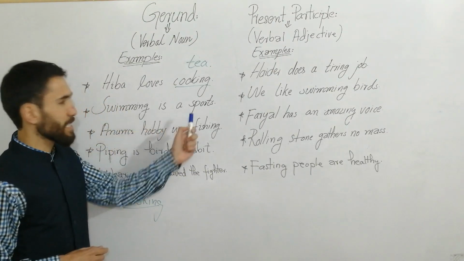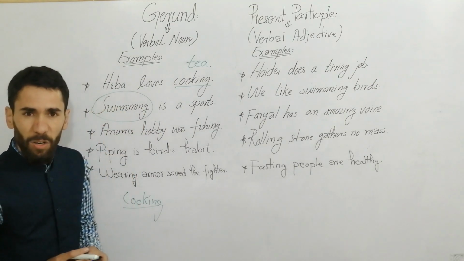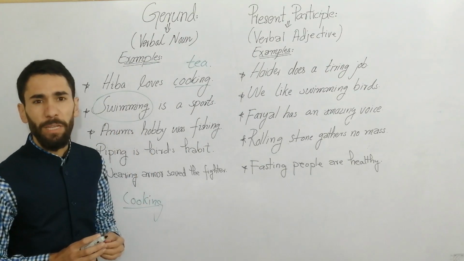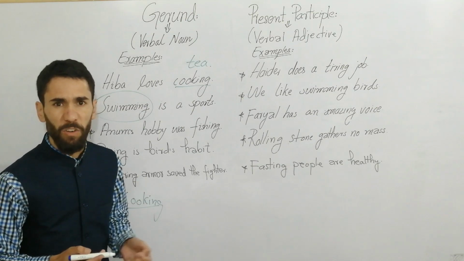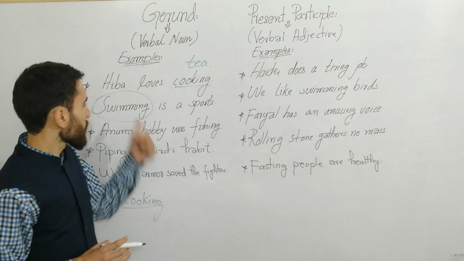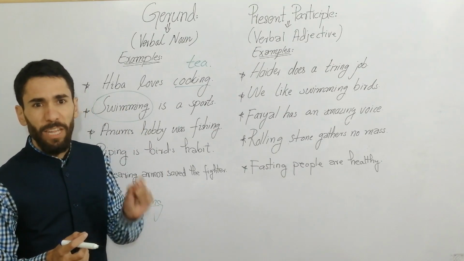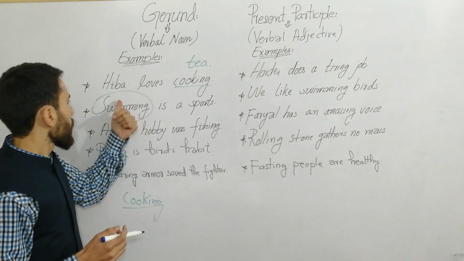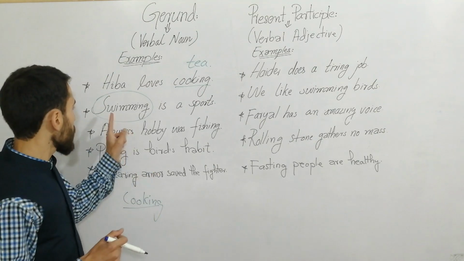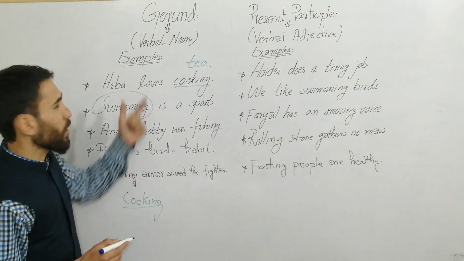Second, swimming is a sport. Here swimming is also used as a noun. Let's check it. We can replace swimming by the name of any sport. For example, cricket. Cricket is a sport. We know that cricket is the name of a sport, and the name of anything is a noun. So cricket is a noun and swimming is also a noun because they can replace each other. So swimming, the ing form of verb here, is acting as a noun. So we call it gerund.